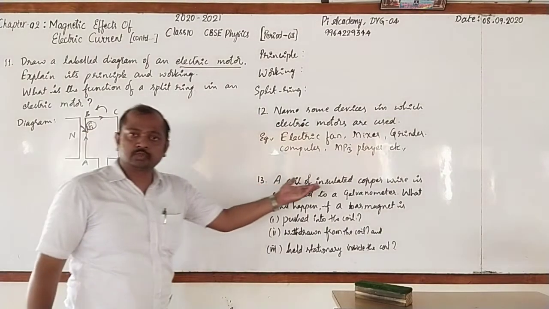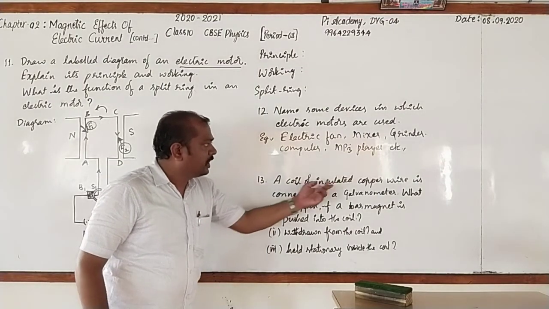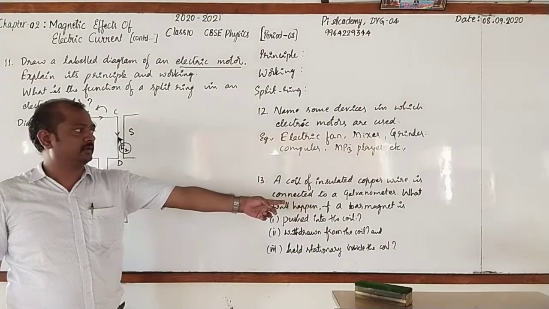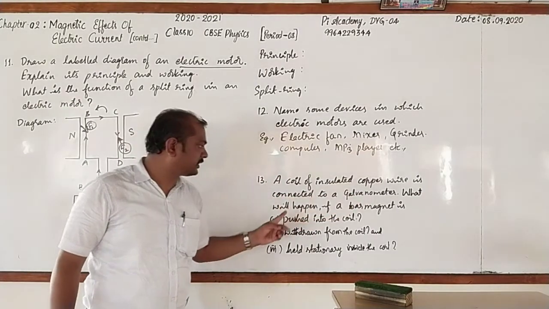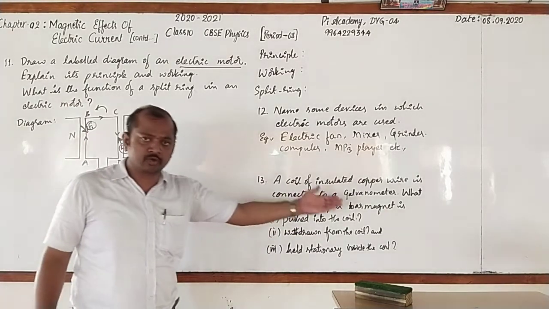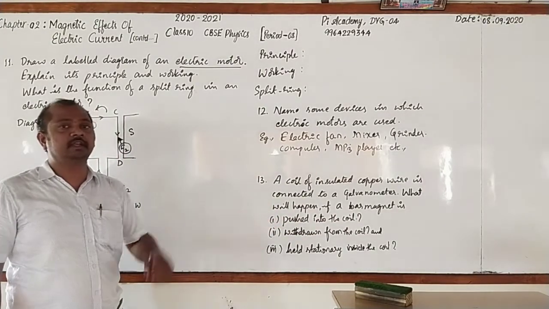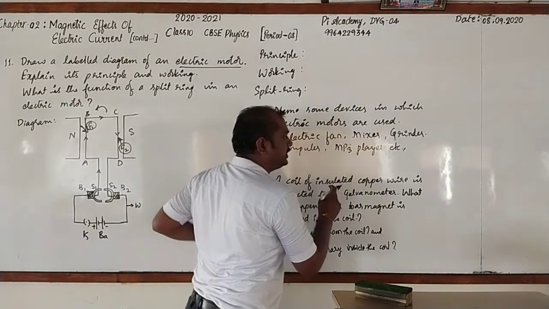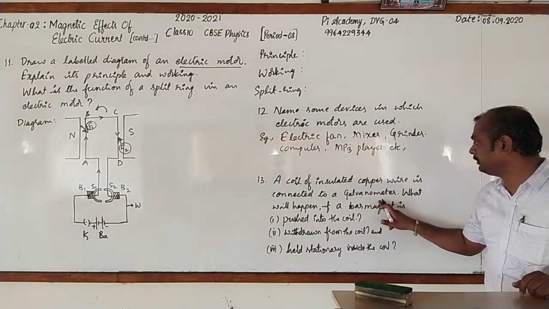Next, go through 13th question. The 13th question is like this. A coil of insulated copper wire is connected to a galvanometer. What will happen if a bar magnet is pushed into the coil, second, withdrawn from the coil, and third, held stationary inside the coil? Once you go through the statement, a coil of insulated copper wire is connected to a galvanometer.